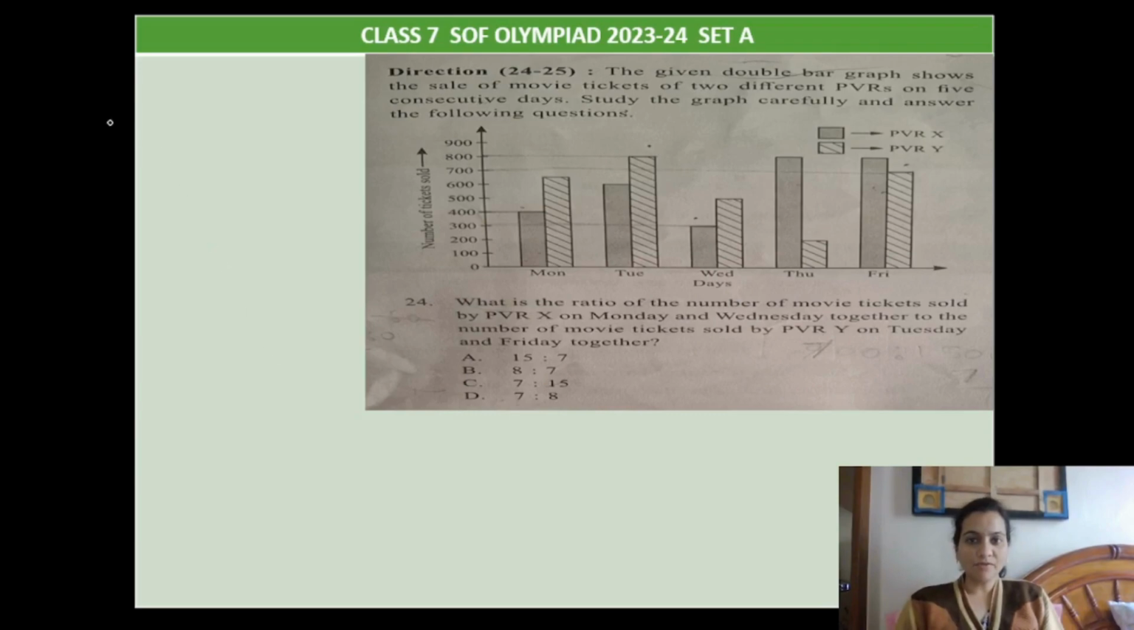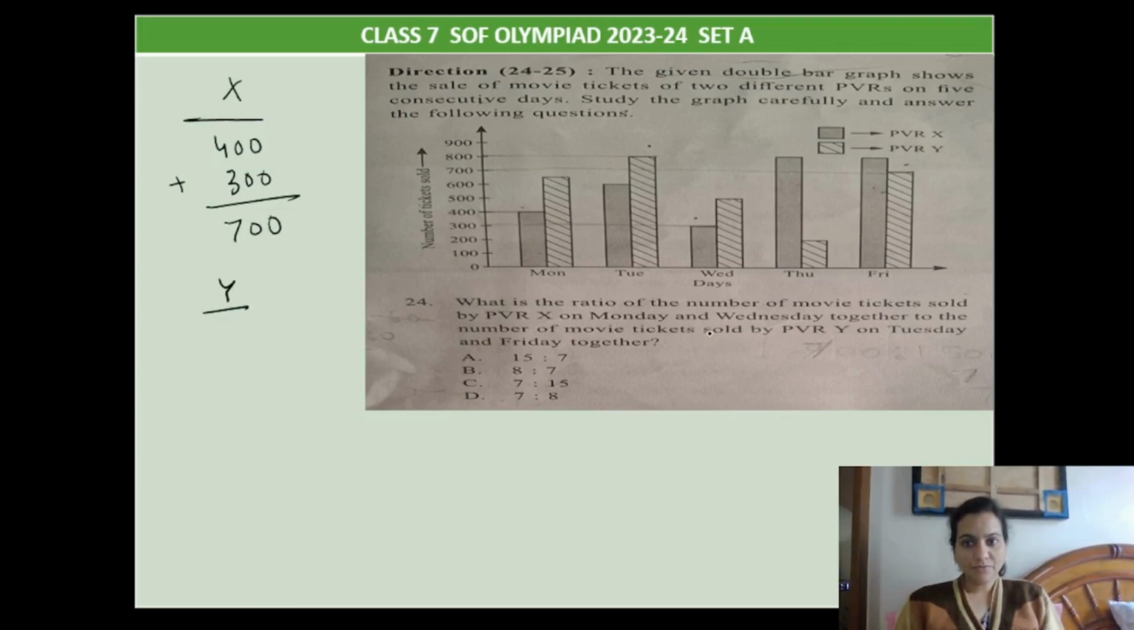So let's take PVR X, Monday and Wednesday. What are the sales figures for X? It is Monday plus Wednesday. Monday it is 400 plus Wednesday it is 300. So it is 700.